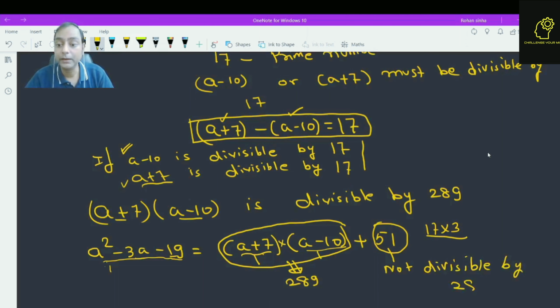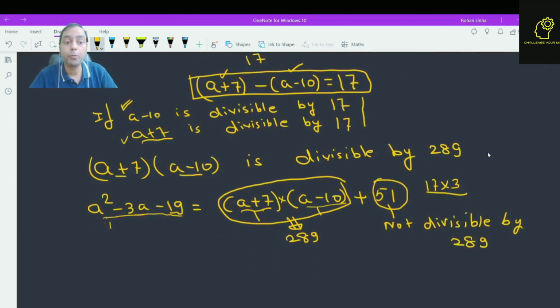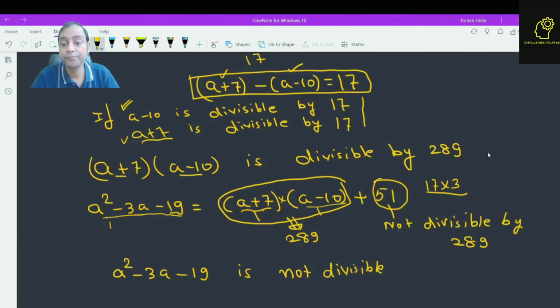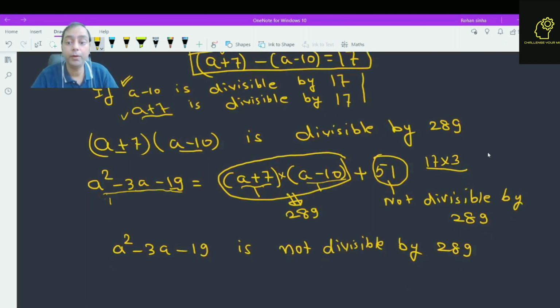So finally, we conclude that a square minus 3a minus 19 is not divisible by 289 for any integral value of a.